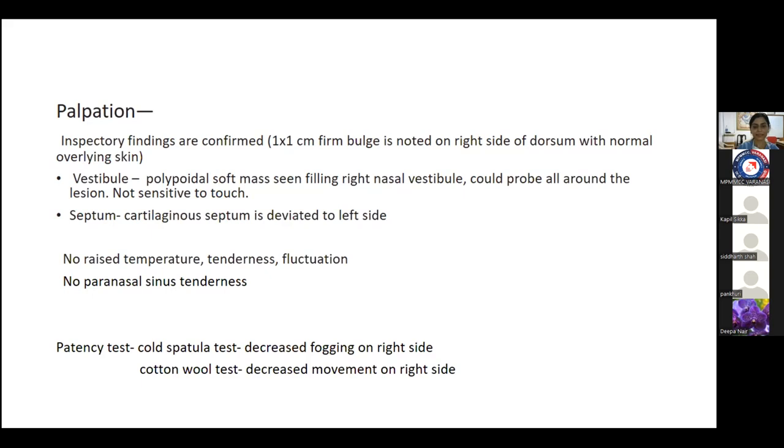So you have said the cartilaginous septum is deviated to one side. Do you think that it was deviated because of the mass, or was it a previous deviation?